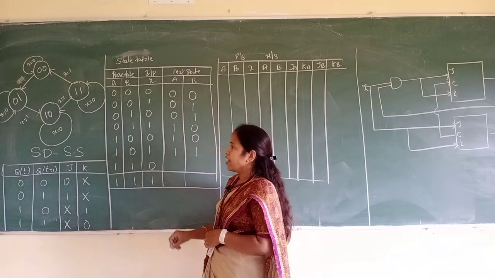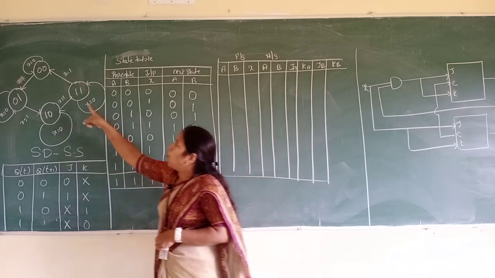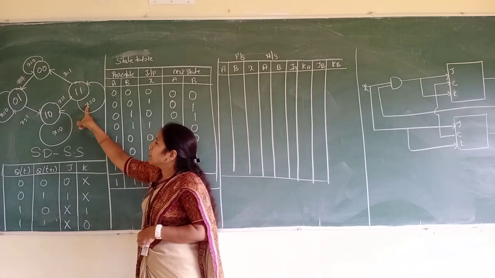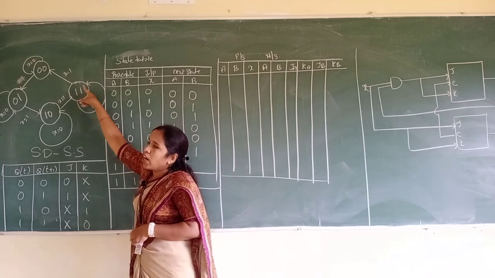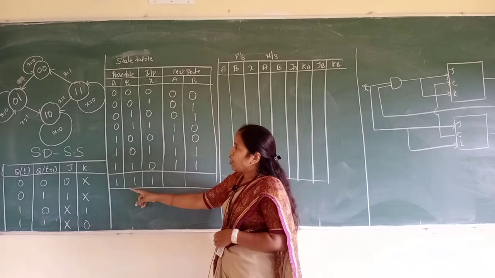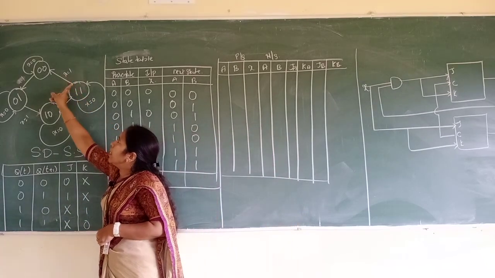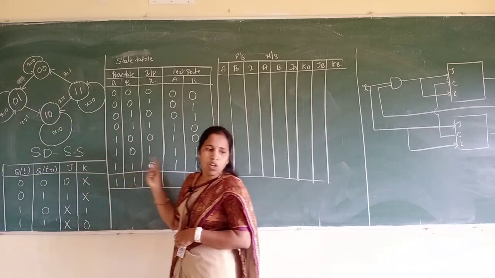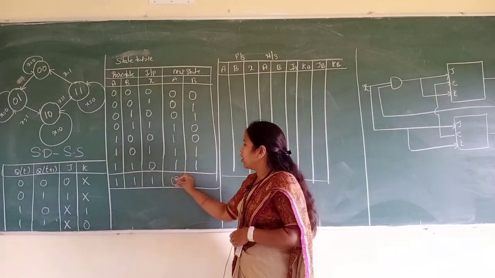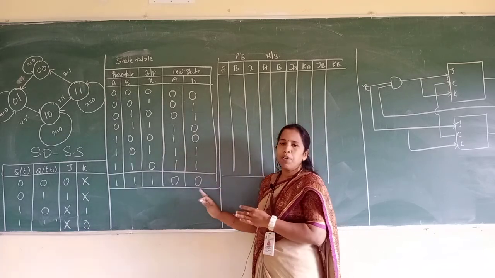Now the present state is 1 1, and the X value is 0. Then it goes to the same state, that is 1 1. Next, present state is 1 1 and X value is equal to 1. Then it is moving to the state 0 0. So the simple state table we have generated.